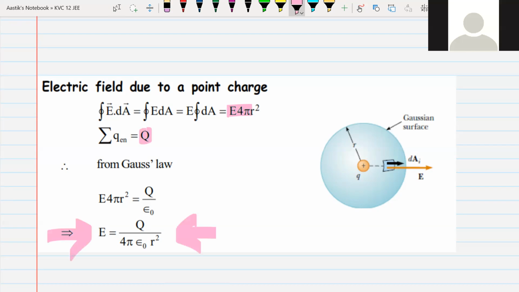Show the previous page. Previous page? Yes, sir. Okay. This is the previous one.